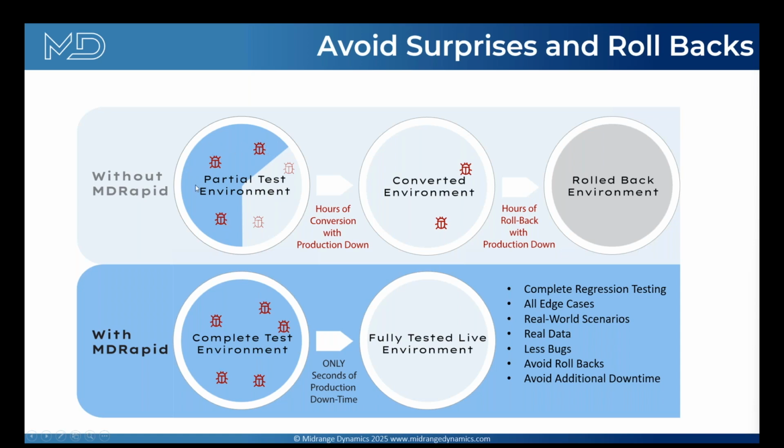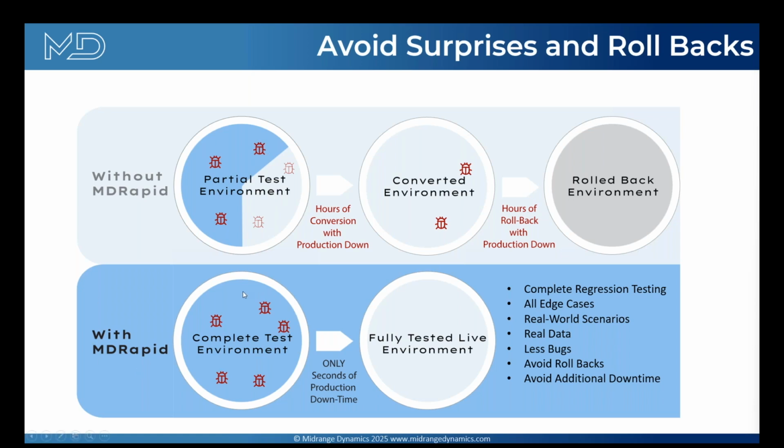So you may catch these 3 bugs, but maybe there's a couple you don't find. You've converted your environment after hours or days of production downtime, and you put it in, you realize, oh, we didn't catch those, we have a serious problem, now you've got to roll back. And if you've just done an alter table without MD-Rapid, that could also take a very long time.